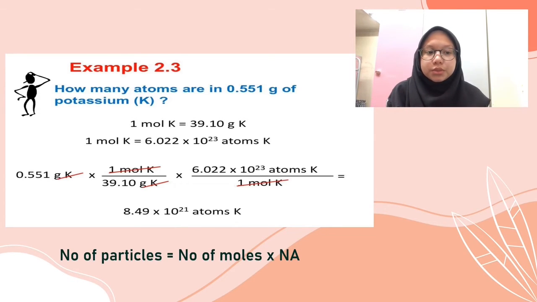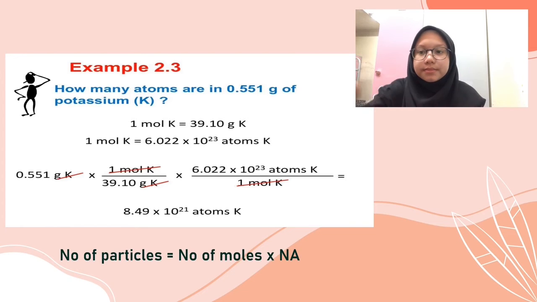So 0.551 gram potassium is the mass of the potassium, and we multiply by 1 mole potassium divided by 39.10 gram potassium, multiplied by 6.022 times 10 to the power of 23 atoms potassium divided by 1 mole potassium, and you will get 8.49 times 10 to the power of 21 atoms potassium.